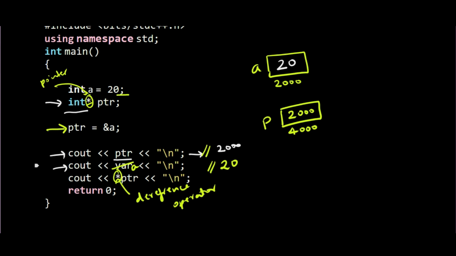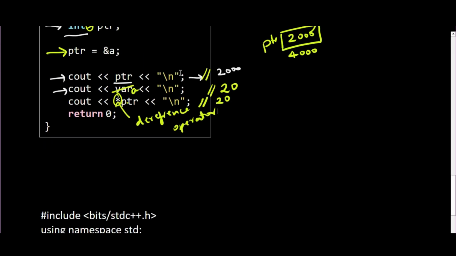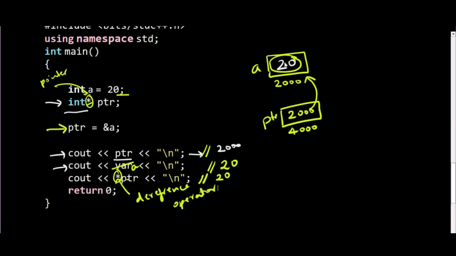So suppose here the ptr has an address of 2000. What it will do, it will go to the address 2000 and check what is the value stored there. So the dereference goes to the address and gets the value. So here the output will be 20. This ptr will go to the address 2000 and get us the value. Okay, so the pointer should be clear right now.